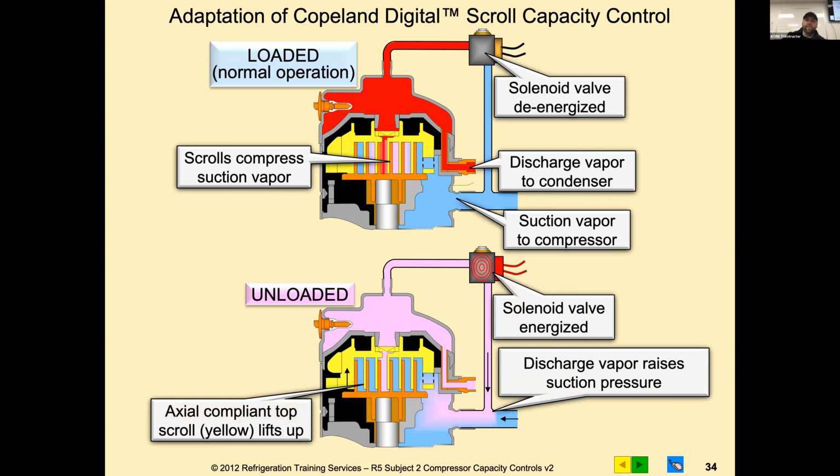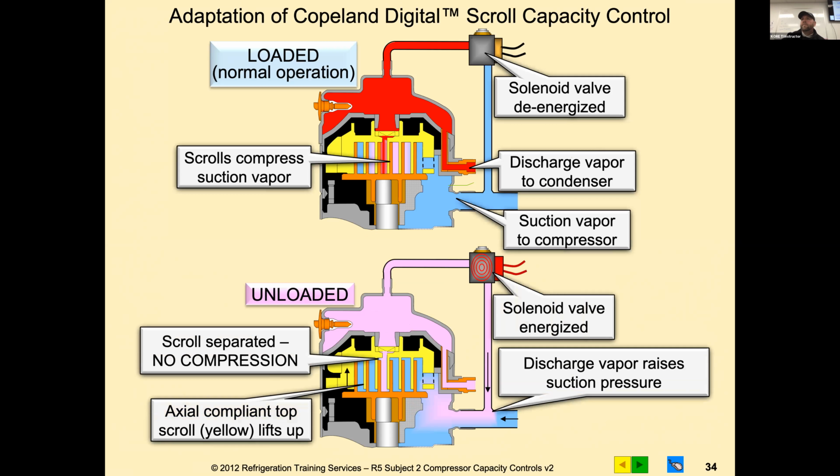Pretty much the same concept. It's just bypassing right into the suction line through the solenoid. The scroll separates, so there's no compression, and then it dumps that discharge back to the suction to equalize it, and it modulates that way. The reason they call it digital is because it's on or off. So they can modulate through that down to 10% capacity.